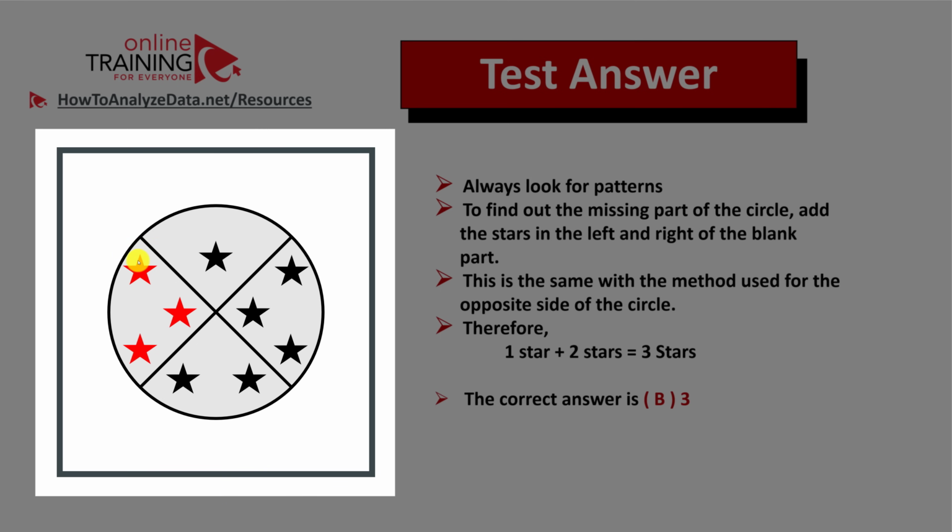There are multiple ways to solve this challenge, and we got a hint that we should use a mathematical operation. We take the stars from the left of the blank part of the circle and add the number of stars from the right part of the blank, and we get 1 plus 2, which is equal to 3. You can also use subtraction to come up with the answer. Can you figure out how to use subtraction to get to a similar answer?